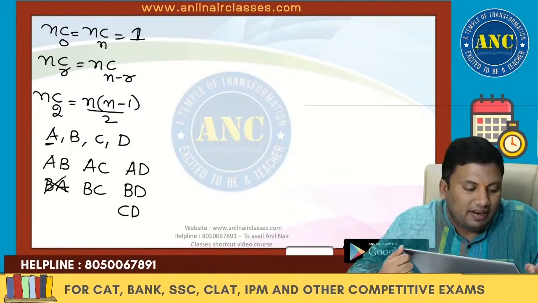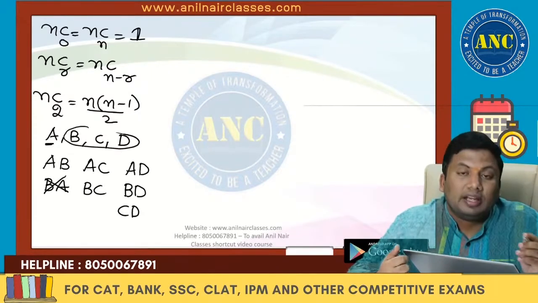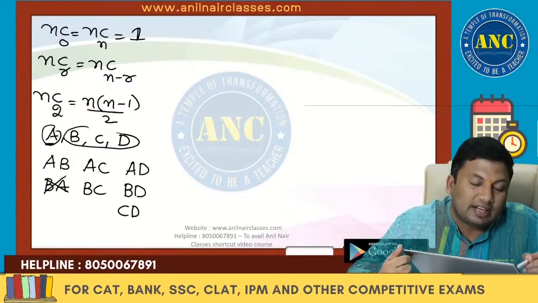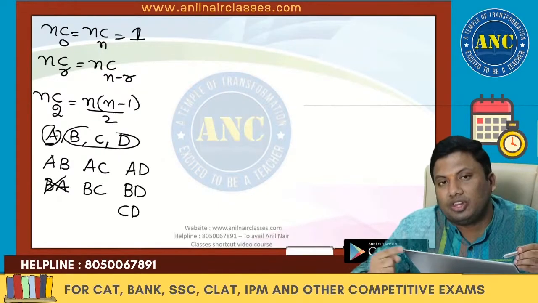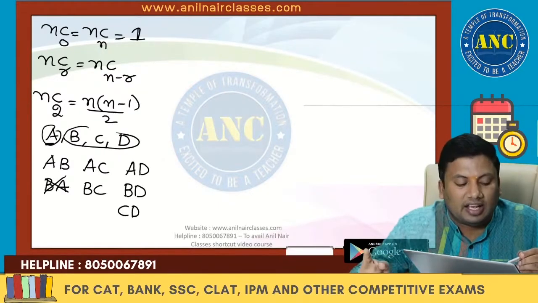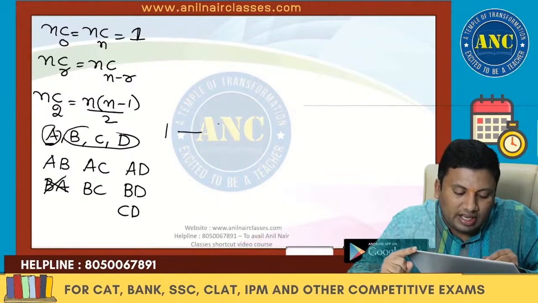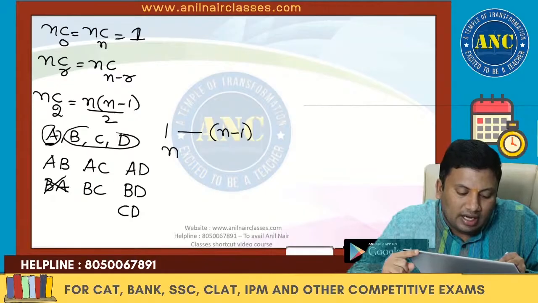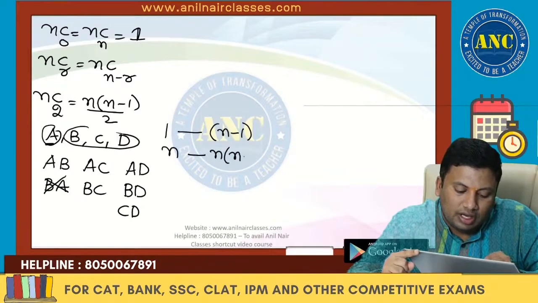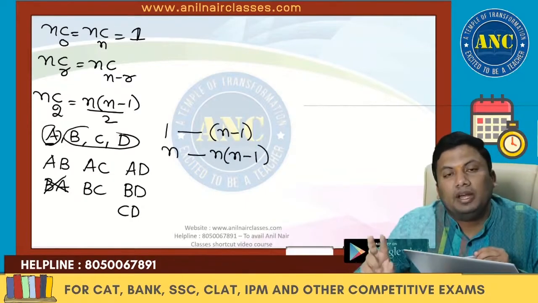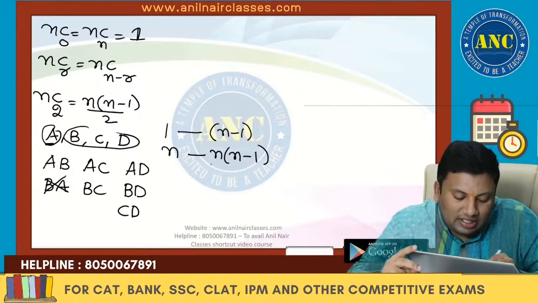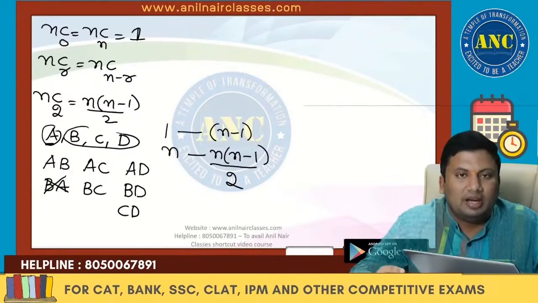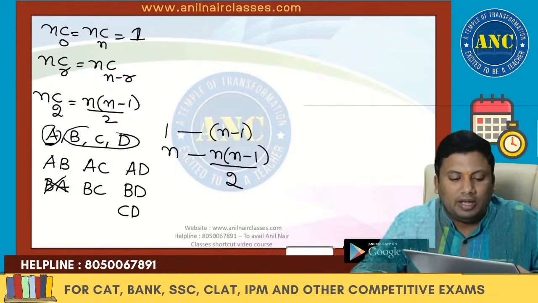So every element is taken with the others: A is taken with B, with C, with D. One is taken with all the remaining, n minus 1. Like that, n elements are there, so n into n minus 1. But A and B, B and A are duplicated. So half of them need to be eliminated.